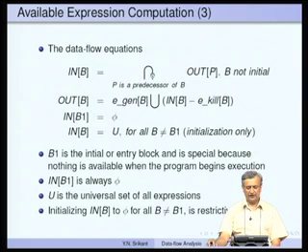And why is this the confluence operator intersection? That is because this equation has intersection of out P, where P is a predecessor of B. So, this is the confluence operator intersection.